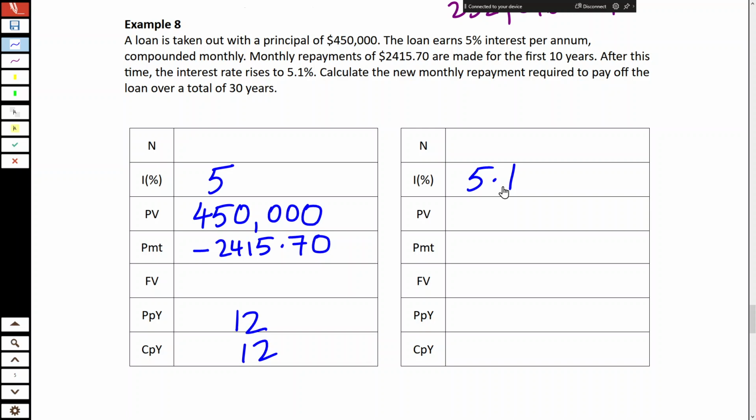Okay. I'm assuming you've read the question. Why am I solving for the final value FV in the first part? Because it's the final value after 10 years at the first interest rate before it goes up. Okay, all right, so go ahead and try this. See what number you get.